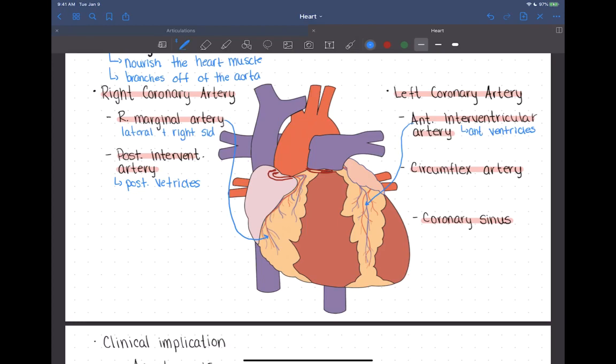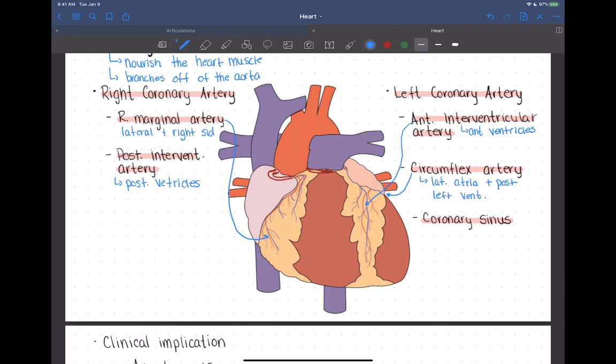And then we have the circumflex artery. Circumflex meaning it wraps around the side of the heart like this. That circumflex artery would be tucked up here underneath this auricle, that little flap on the outside of the heart. And that circumflex artery is going to send blood to the lateral atria and some of the posterior left ventricle.